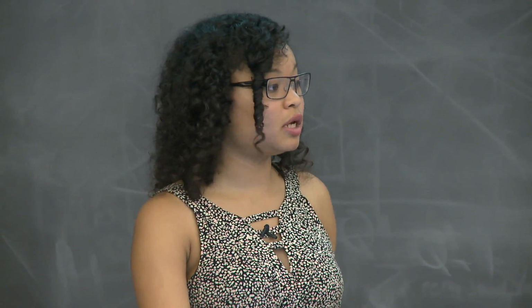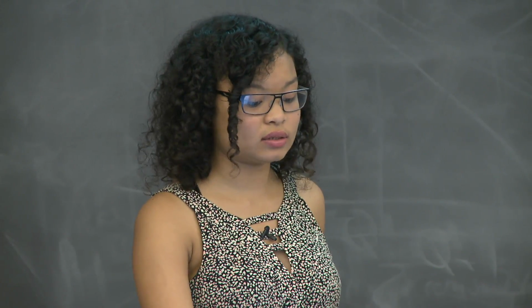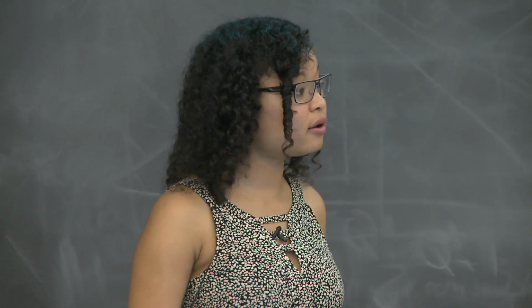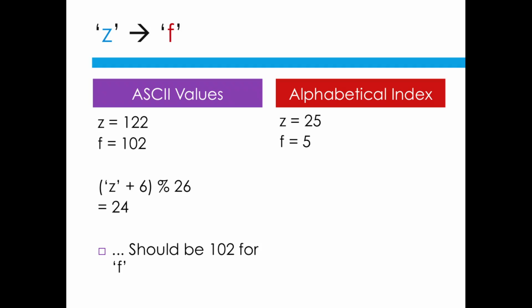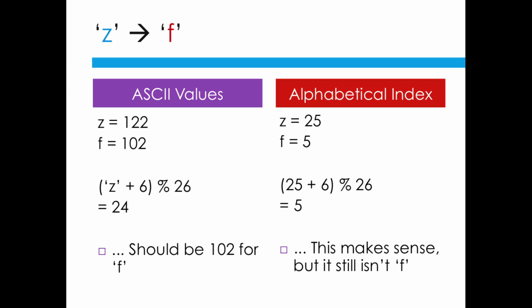Now, in terms of the regular alphabet, we know that Z is the 26th letter and F is the 6th, but we're in computer science, so we're going to index at 0. So instead of Z being the number 26, we're going to say it's number 25, because A is 0. Now let's apply this formula. We have Z represented by 25 plus 6, which gives you 31, and 31 mod 26 gives you 5 as the remainder. That's perfect, because we know that F is the 5th letter in the alphabet, in 0-indexing. But it still isn't F, right? It still isn't 102.